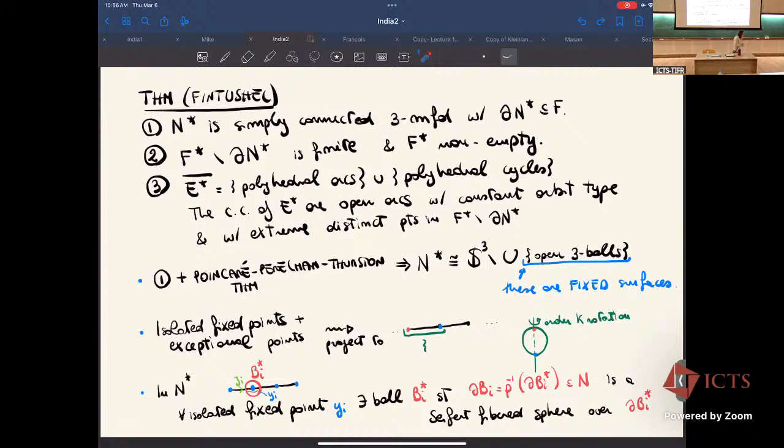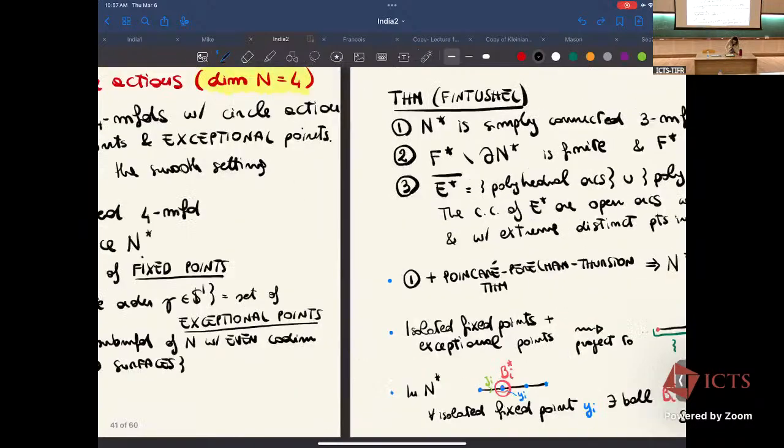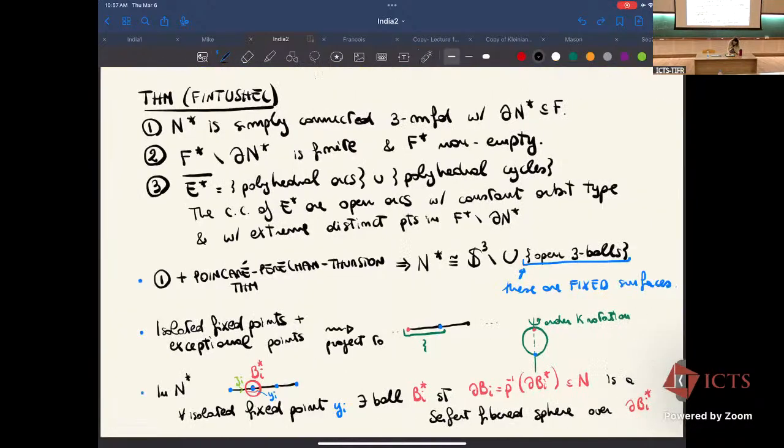There are some things where we are just lucky. We are just lucky that the Poincaré conjecture works in dimension 3, and so some good things come out of that. What we define here: N star is the orbit space of N, so N mod the action of S1.